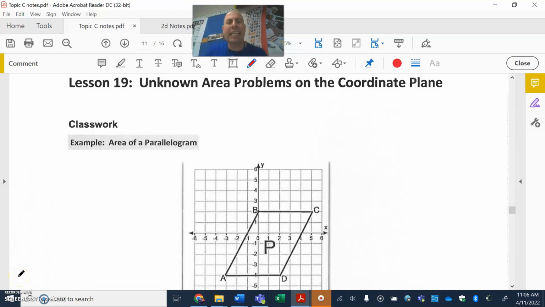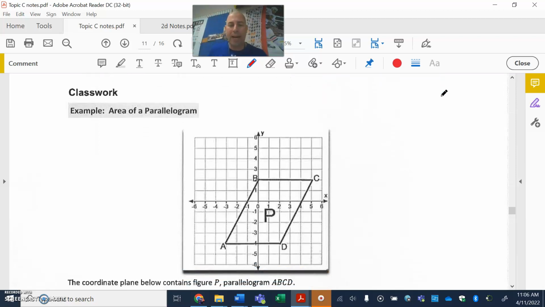We are finding area, but we are on the coordinate grid. That's just the fancy way of saying on the graph, people. All right, so take a look here. This is the area of that parallelogram that's here. We have to know what we are after, and we have to go find that information. They're not going to give us the distances. We have to know what we're looking for.